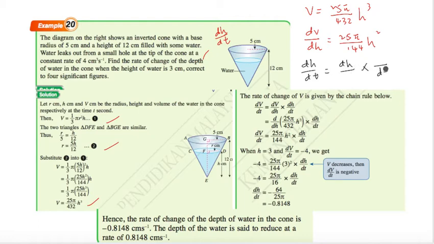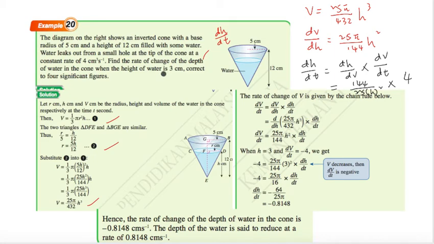You have here dV, here dV, and here dV dH, from here straight away. Now I want dH dV, terbalik, the inverse of this. H is on top. So therefore here will become 144 over 25 pi H square, multiply dV dt, given is 4. dV dt equals 4.